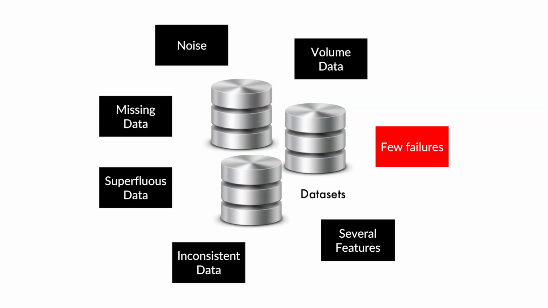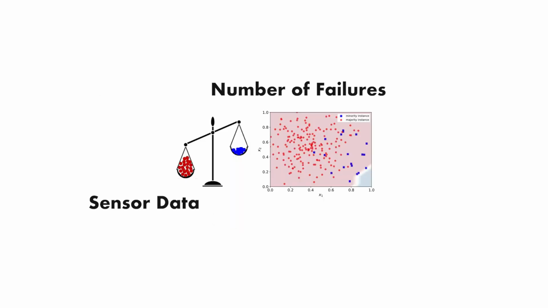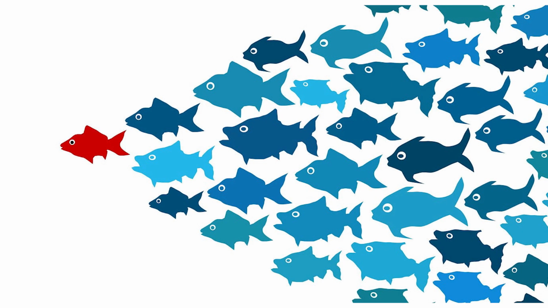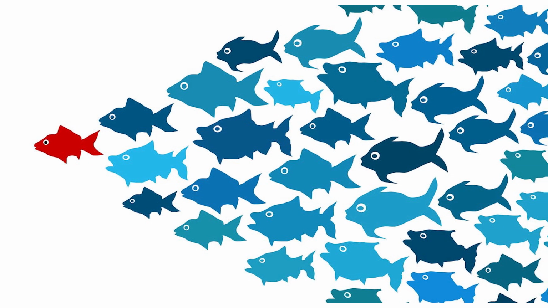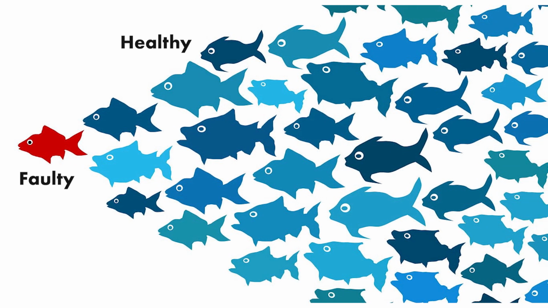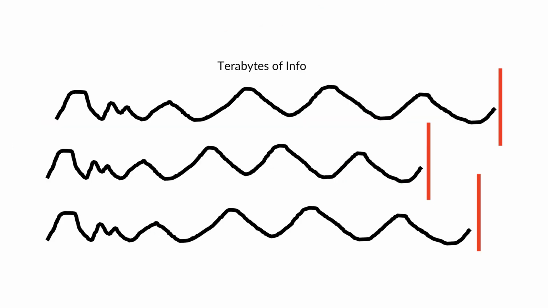In maintenance datasets, actual failure events might be rare compared to the baseline operational sensor data. This class imbalance can make it difficult for models to predict failures accurately. So if you just have terabytes of sensor data but you only have 3 failures, that can make your life a little bit more difficult.